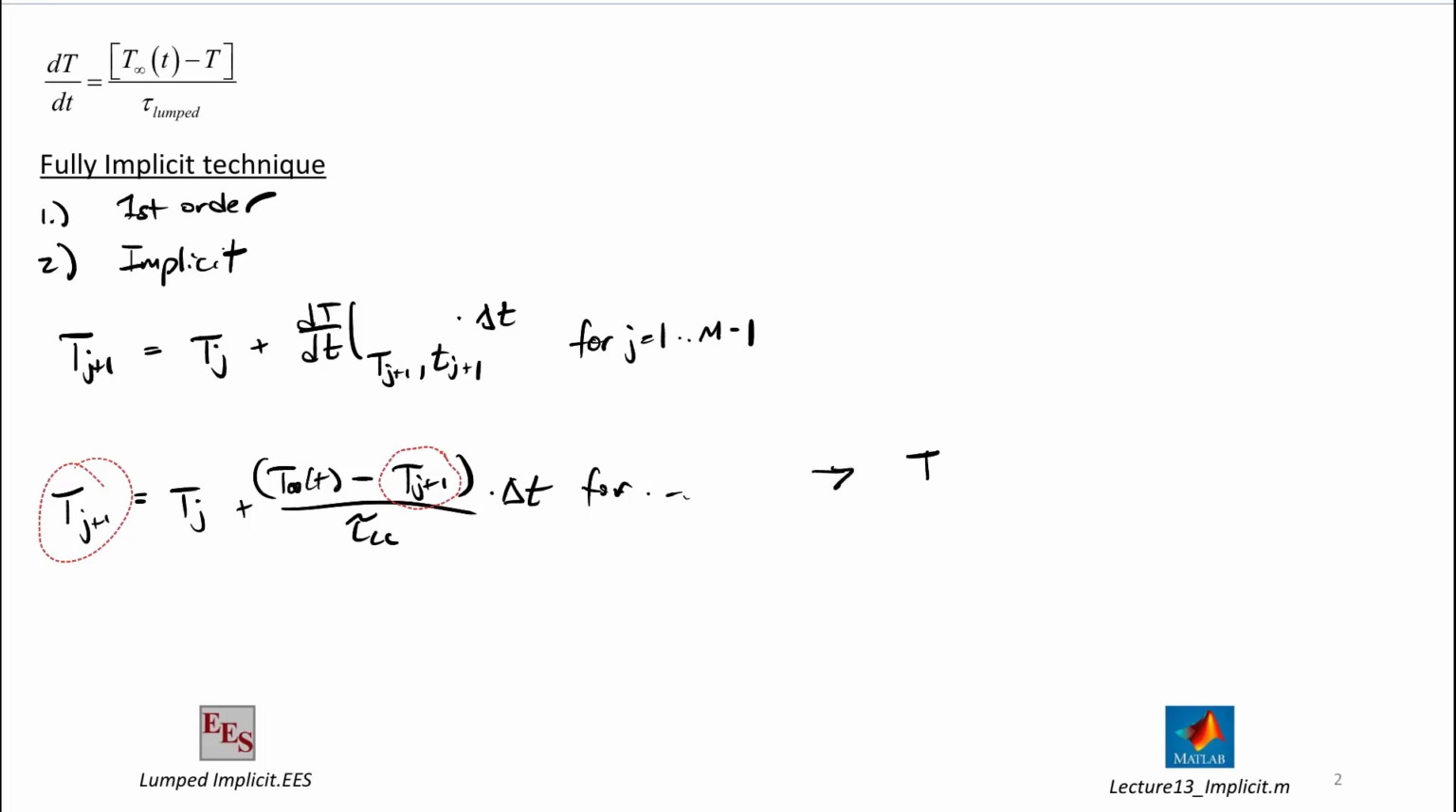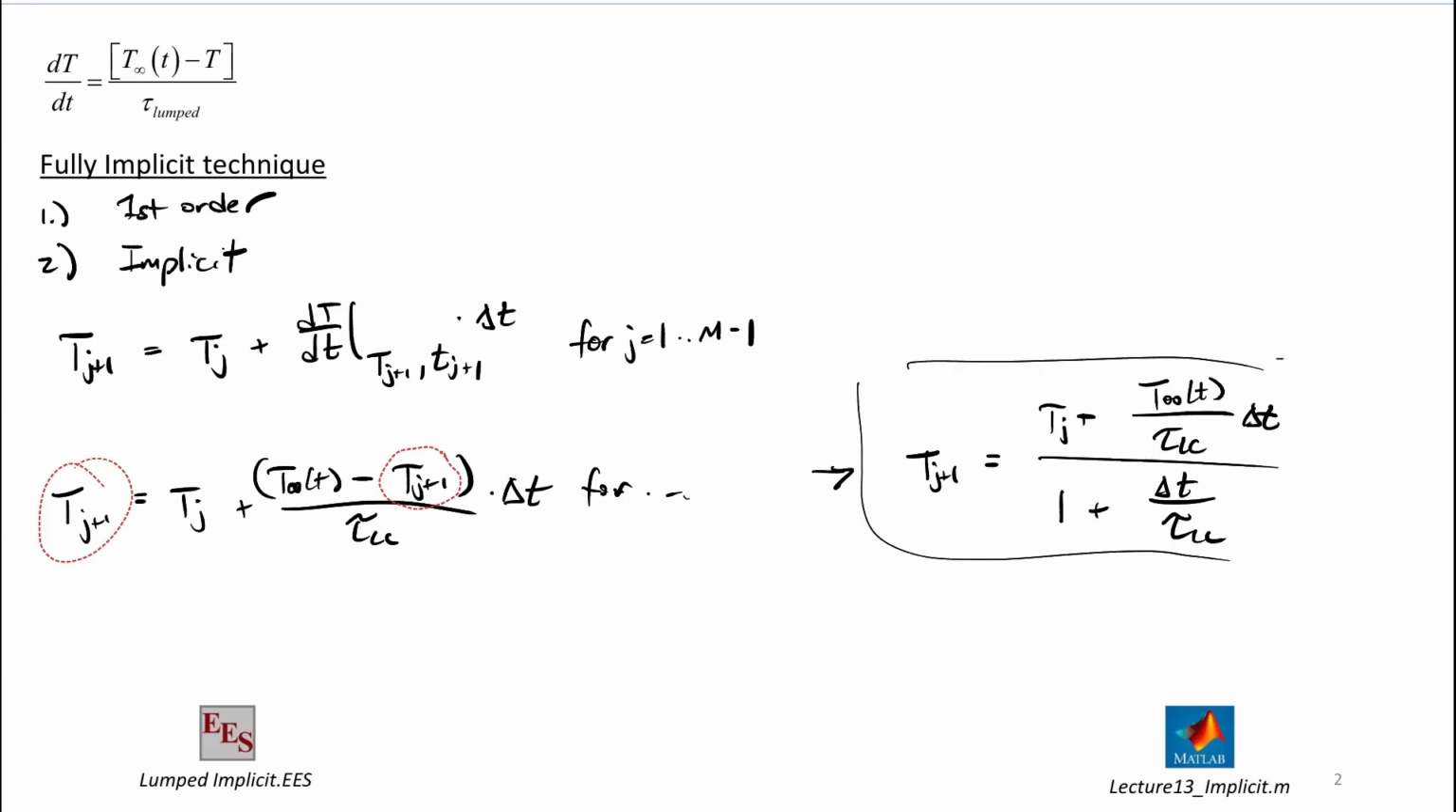So if we solve it, we get T_{j+1} is equal to, in the numerator, T_j plus T infinity divided by tau lumped times delta t. And in the denominator, it is 1 plus delta t divided by tau lumped. So this is an explicit relationship for T_{j+1}, right? Any questions on that?